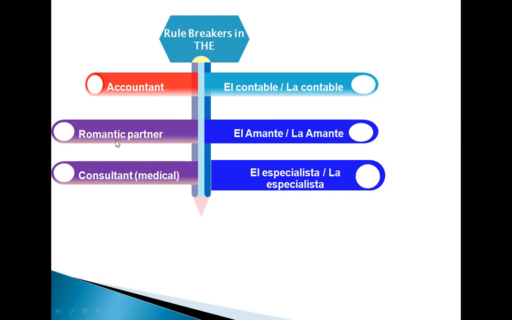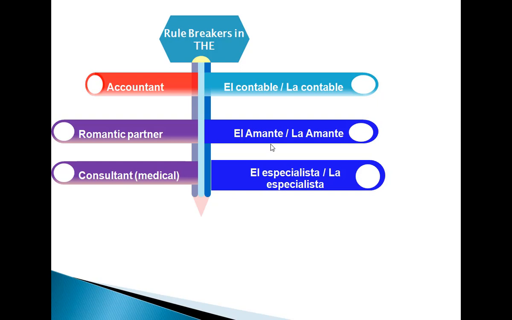Alright. Then there's another example. We are talking about relations. Romantic partner. So the Spanish translation of that is amante. And depending upon the gender of the person, we'll say el amante or la amante.